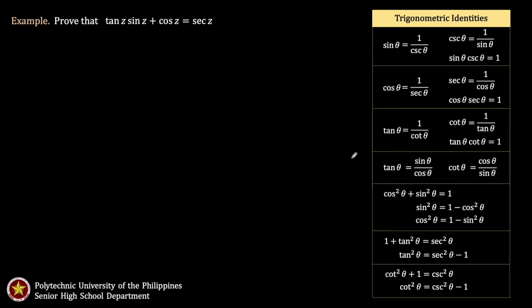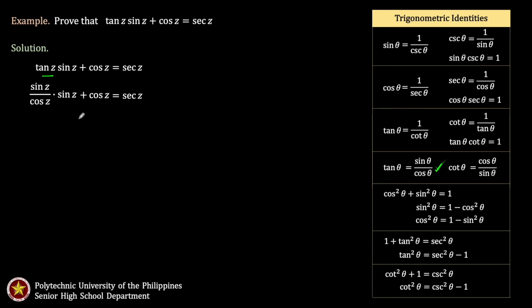Another example. Prove that tangent z times sine z plus cosine z is equal to secant z. So, first solution, this is given. Let us show that the left part is just equal to secant z. Tangent z is just equal to sine over cosine. So we have sine z over cosine z. Then bring down sine z and cosine z.